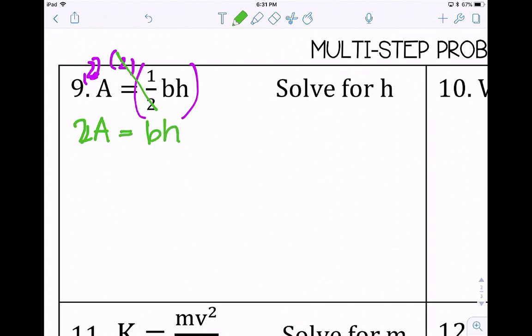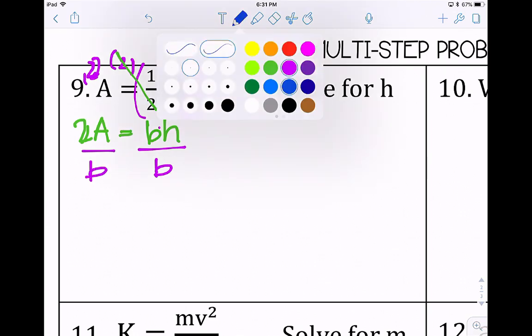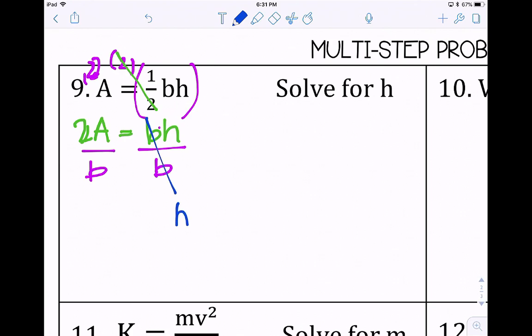So then our next step is to get the base off of the height, or the b off of the h. So the base and the height are being multiplied right there, so we do the opposite, which would be to divide by b. What I do on one side, I do on the other side. So my answer is going to be that the height is equal to 2 times the area divided by the base. So I isolated h. Again, all we're doing is undoing the operations that have been done.